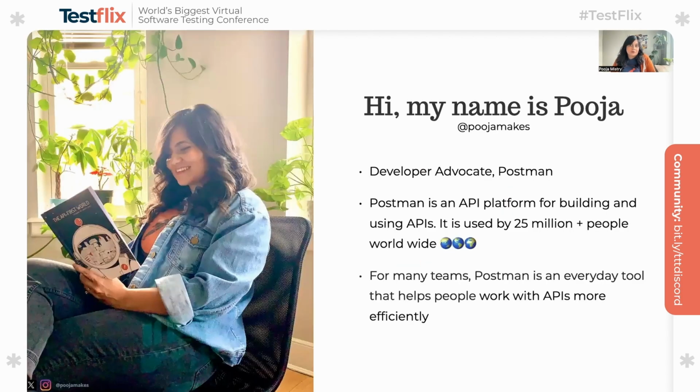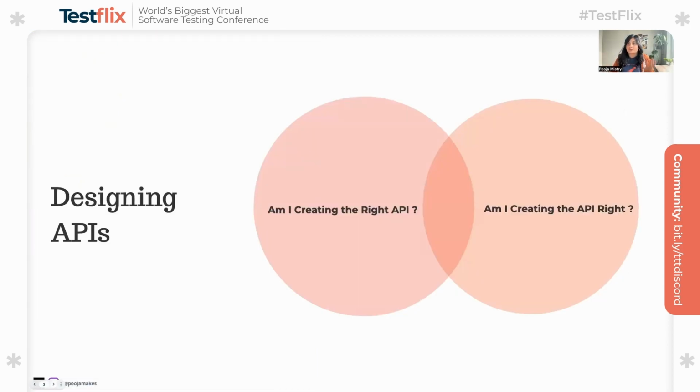I wanted to let everyone know that my background is in DevRel, and I'm really lucky to have worked with a company called Postman, which is an API platform that is used by over 25 million people worldwide. For many teams, Postman is an everyday tool, and it's something that people use not only to test their APIs, but also to create their APIs. And in today's talk, we're talking about the process of designing and creating APIs.